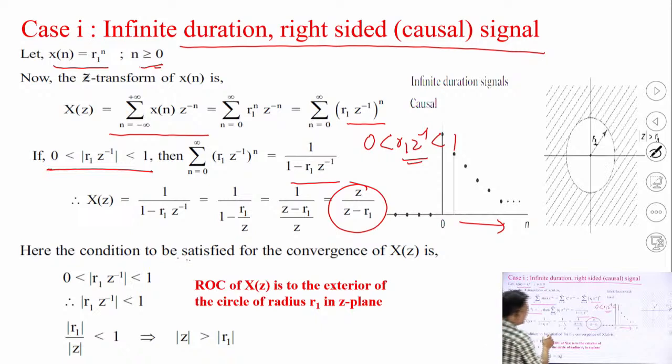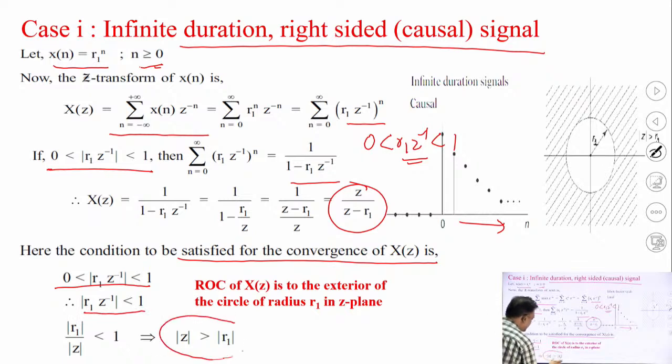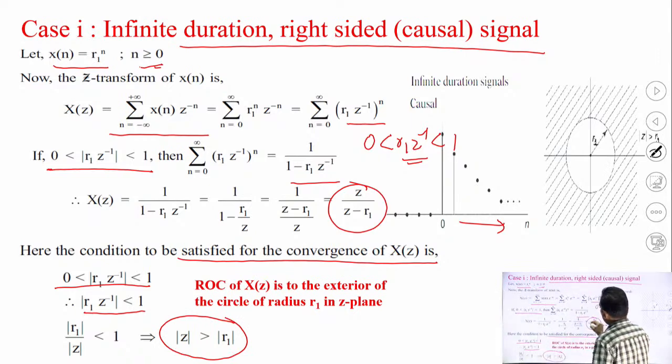So the condition to be satisfied for the convergence of X(z) is that the mod of r1 Z to the power minus 1 should lie between 0 and 1. From here, if you see, mod of r1 Z to the power minus 1 will be less than 1, and r1 by mod z is less than 1, or you can say mod z is greater than r1, where r1 is the pole from here. Okay. So our ROC will be the values of z which is greater than r1.